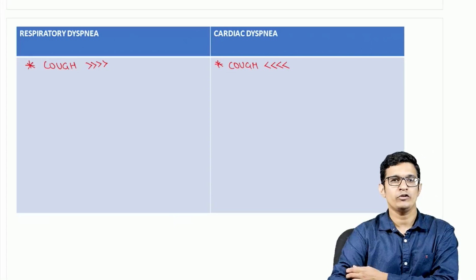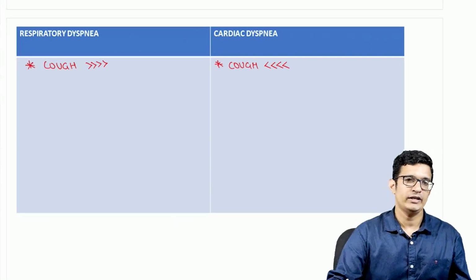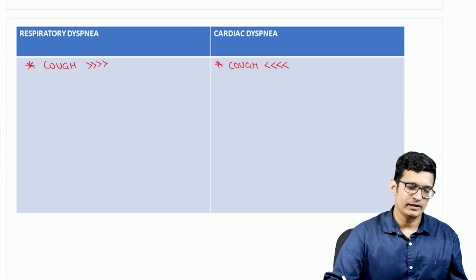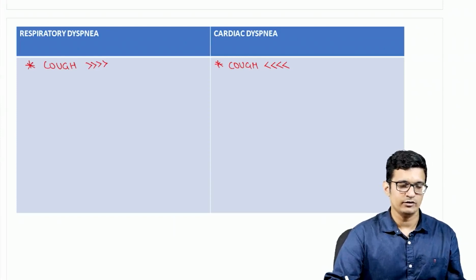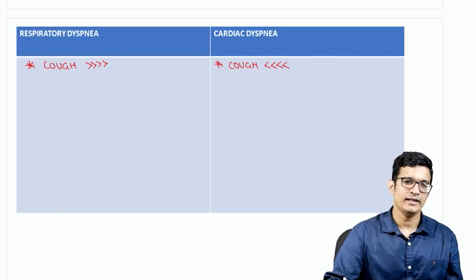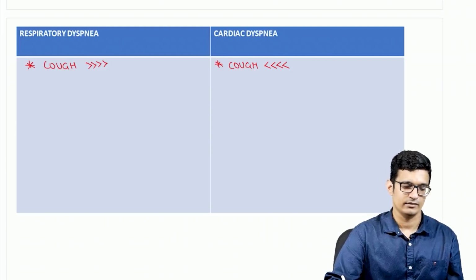You can have cough due to left atrial failure in the form of mitral stenosis, etc. Or even in pulmonary edema, the late stages of pulmonary edema can present with cough, but cough in general is a very rare symptom in cardiac breathlessness.